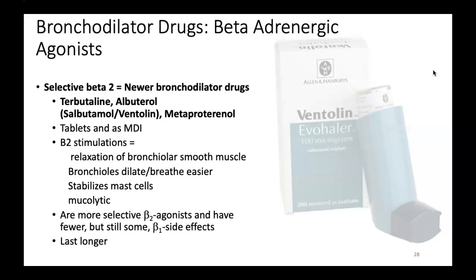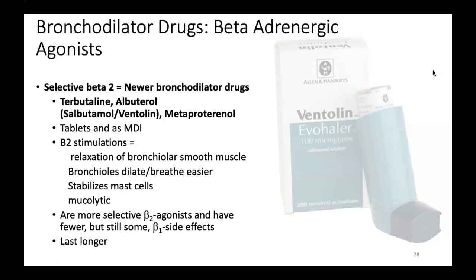So these ones are specific to beta-2. We're not just going to agonize both beta-1 and beta-2 receptors. We're specifically looking at an agonist for beta-2. So these newer bronchodilator drugs, we have terbutaline, albuterol, salbutamol, and Ventolin are examples of albuterol, and then metoprolol as well.